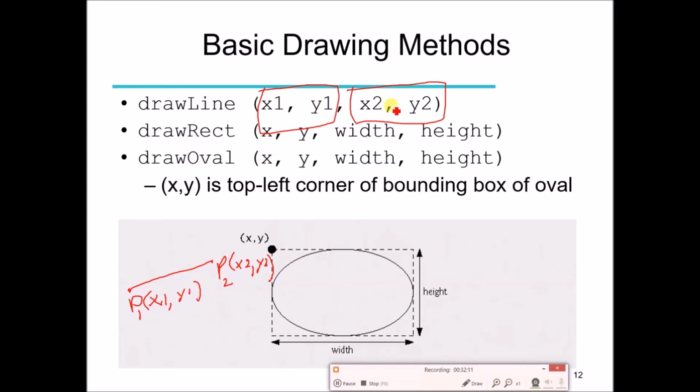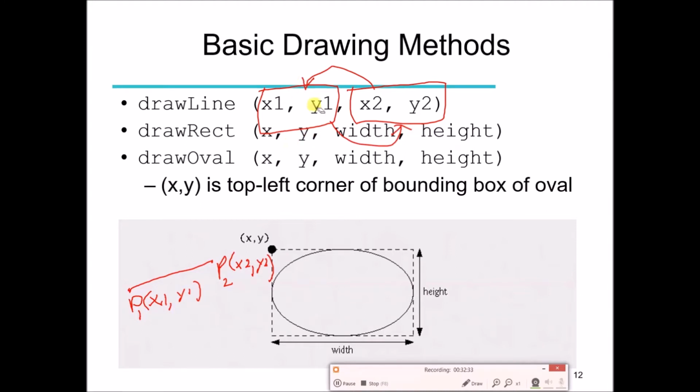It does not matter what the order of these points is. Here we specify the values x1 y1, assuming that they belong to P1, and x2 y2 belong to P2. If you interchange these positions, bringing the coordinates of the second point here and the coordinates of the first point there, it is still just going to draw the line between the 2 points.